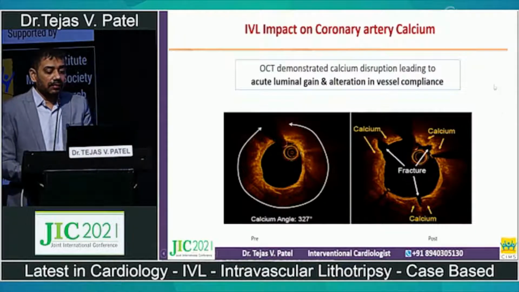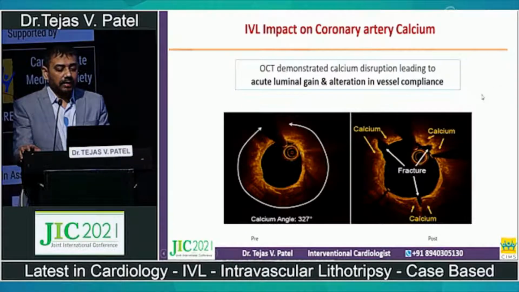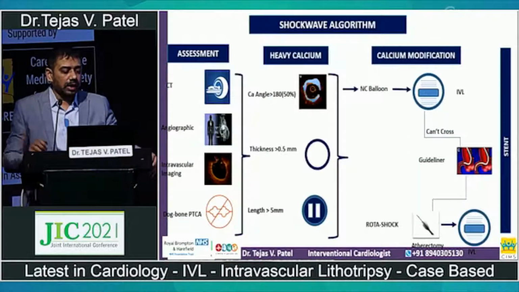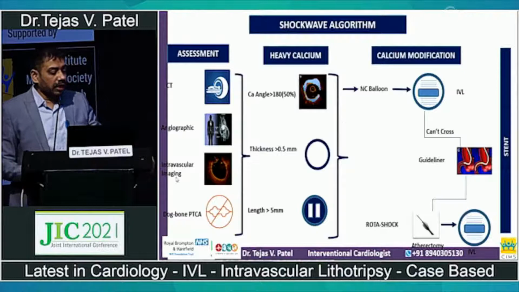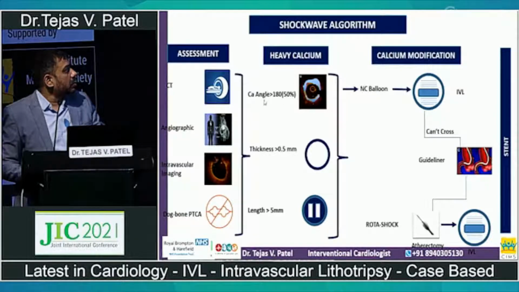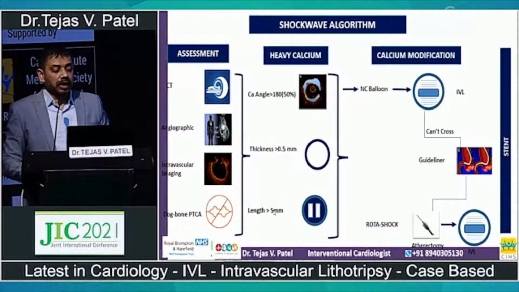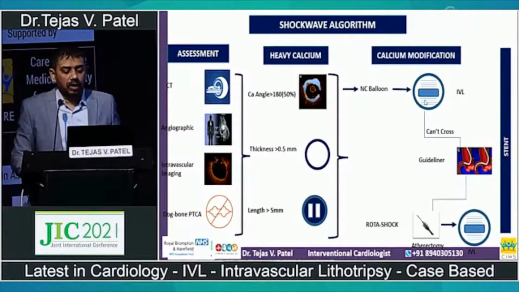So this is the IVL impact on the coronary artery calcium, and based on the OCT finding, we can use the IVL, or we have to modify the calcific plaque accordingly. So based on the CT angiographic and intravascular imaging data, if the patient has heavy calcium, that category is based on the calcific angle. Let's say if it is half circumferential calcium, the thickness of the calcium is more than 0.5 millimeter, and the length is more than 5 millimeter, we need to modify that calcium before putting the stent to get the optimized result, and we can do it with the simple NC balloon first.